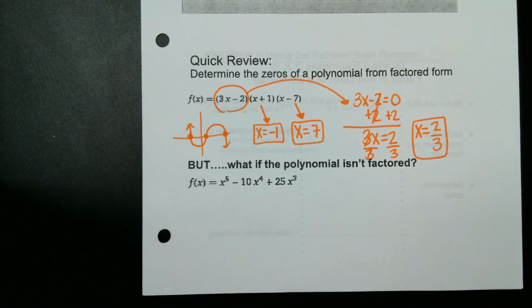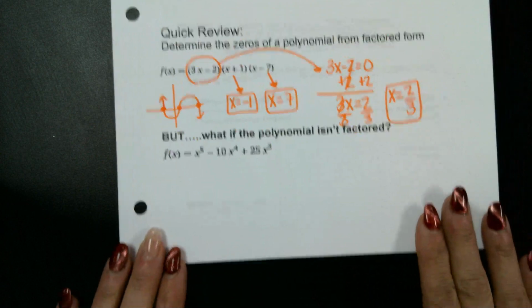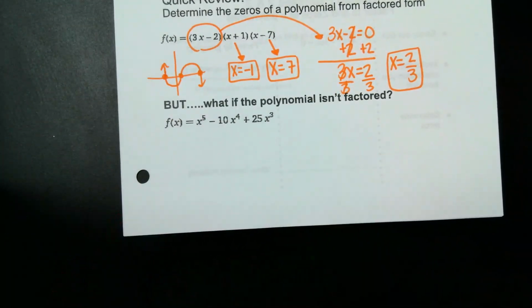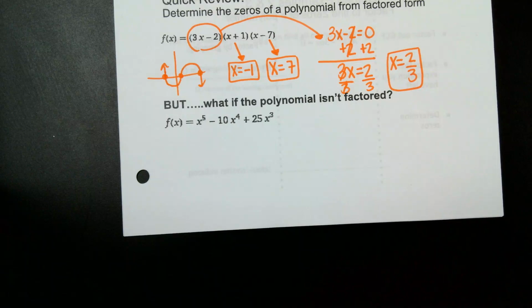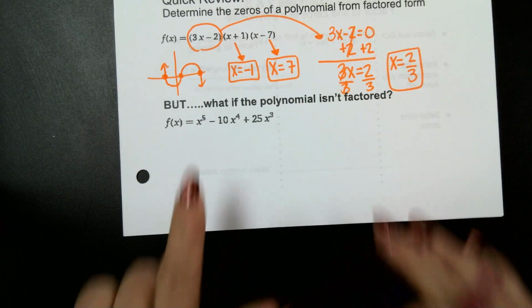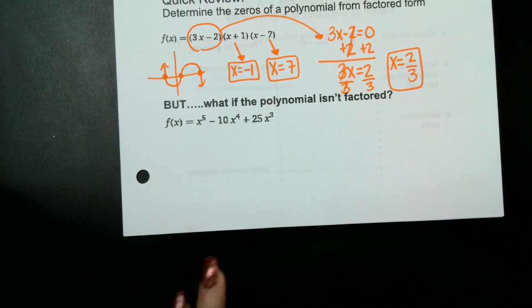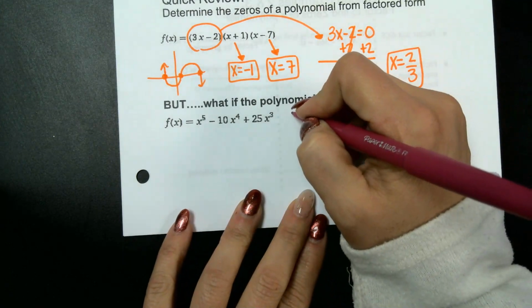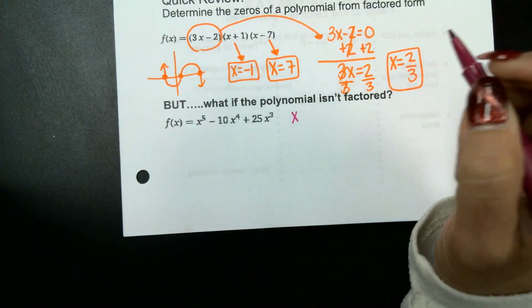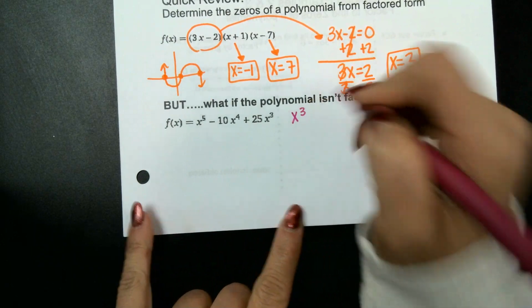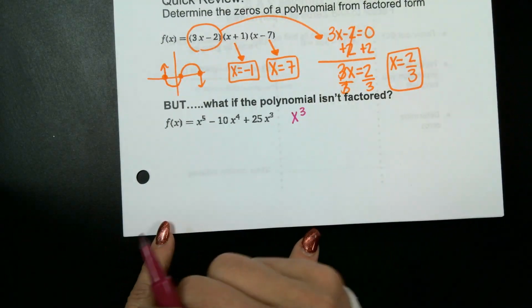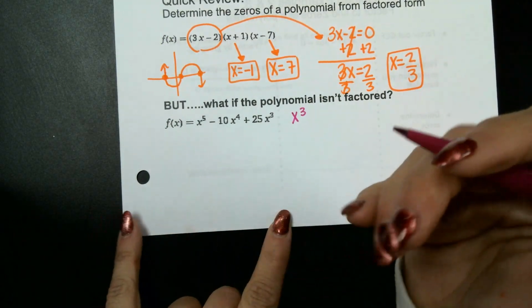Now you aren't going to have to graph any of these today. We're going to just focus on, here's a polynomial that has not been factored. We need to factor it so that we can find our solutions. First question you would always ask yourself: do these 3 terms have anything in common? What do they have in common? To the what power? X to the third. So x to the third power is their GCF.